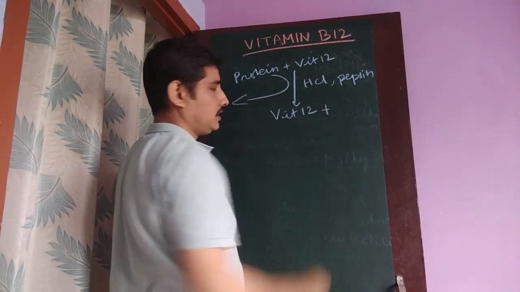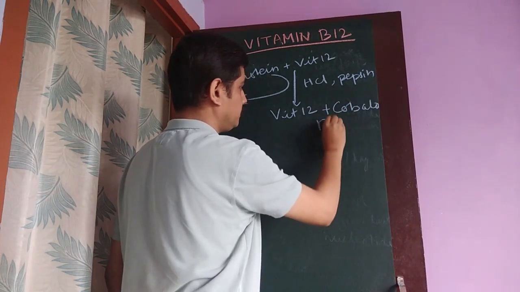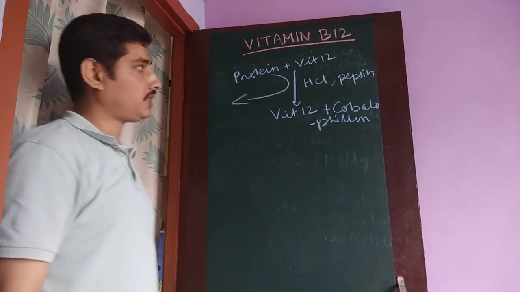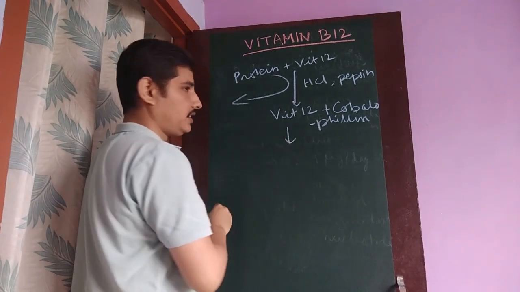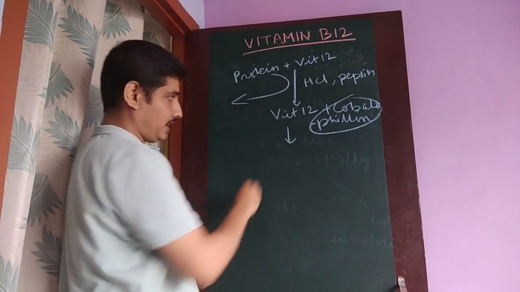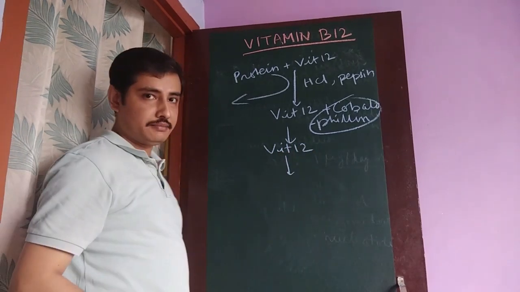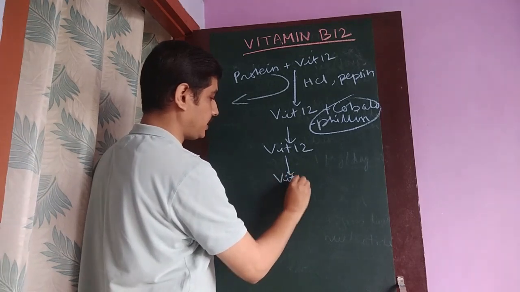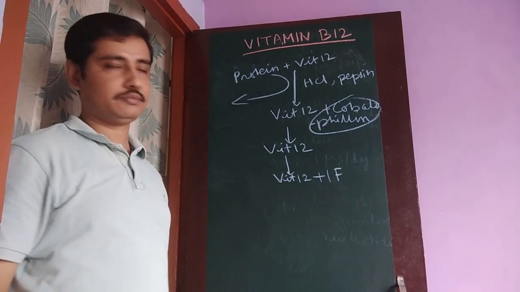Then a protein known as haptocorrin, which is found in the saliva, is attached to vitamin B12. It travels to the intestine, where this haptocorrin is digested by the pancreatic enzymes, and again vitamin B12 is released. It goes to the distal ileum. In the distal ileum, it binds with intrinsic factor secreted by the parietal cells of the stomach.